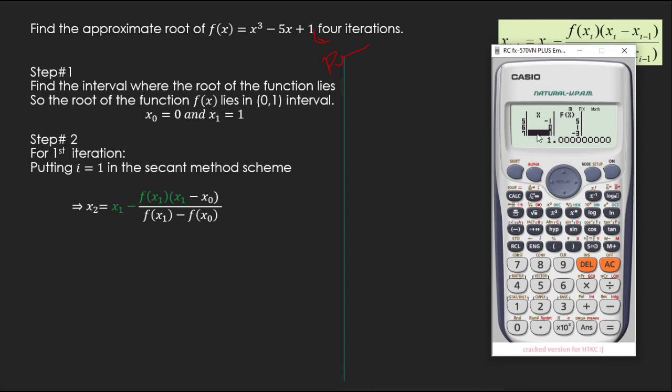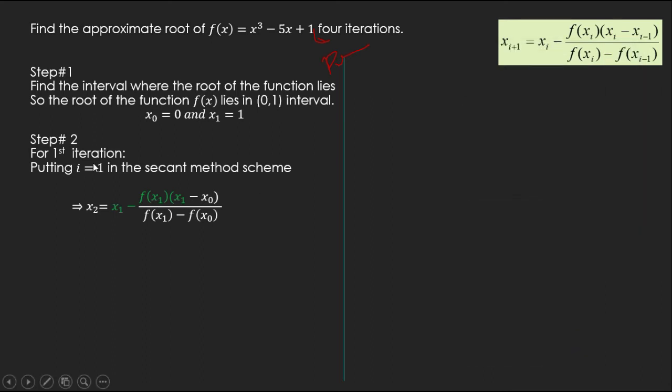So if someone asks you to find the positive root of the function, you must take 0 and 1 as your interval. Otherwise, you can take minus 3 and minus 2 as the interval, or the initial guesses, for finding the root of the function. So here I have taken 0 and 1 as the initial guesses to find the root of the function.